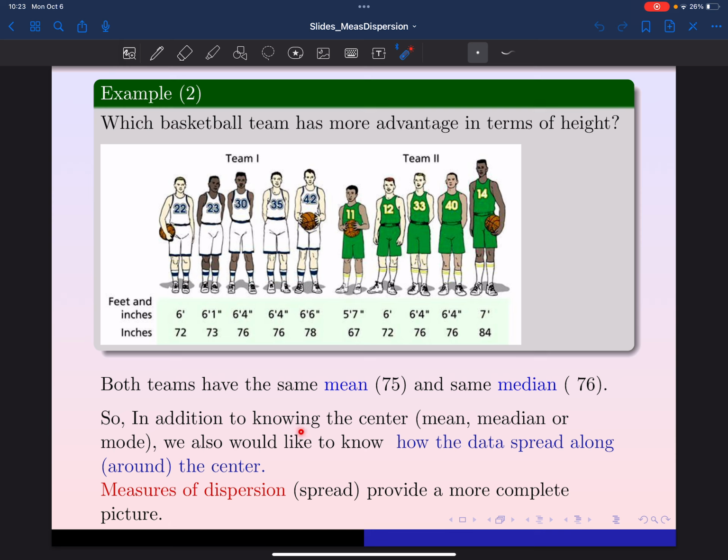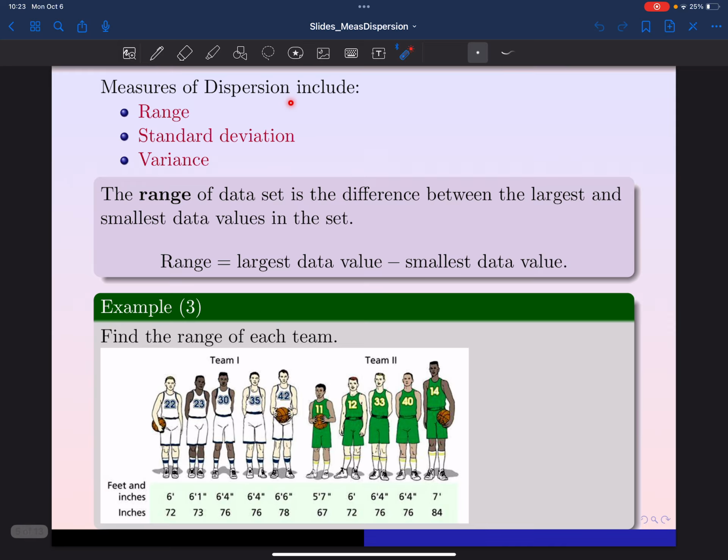So in addition to knowing the center, mean, median, or mode, we also would like to know how the data spreads around the center. So the measure of dispersion provides a more complete picture. Measures of dispersion include range, standard deviation, and variance. Variance is nothing else but standard deviation squared. The range of data is the difference between the largest and the smallest data value in the set. So the range is the largest data value minus the smallest data value.